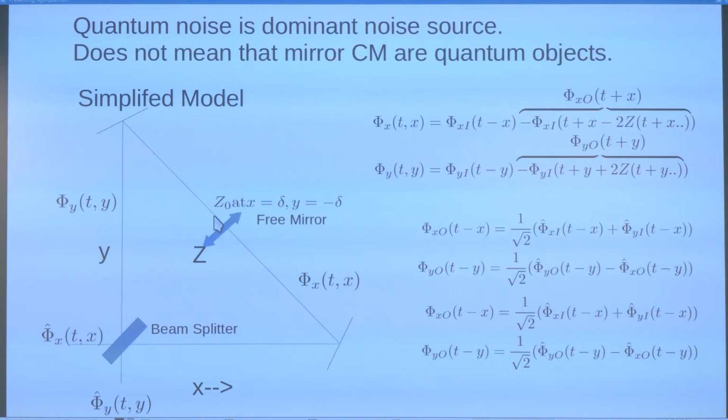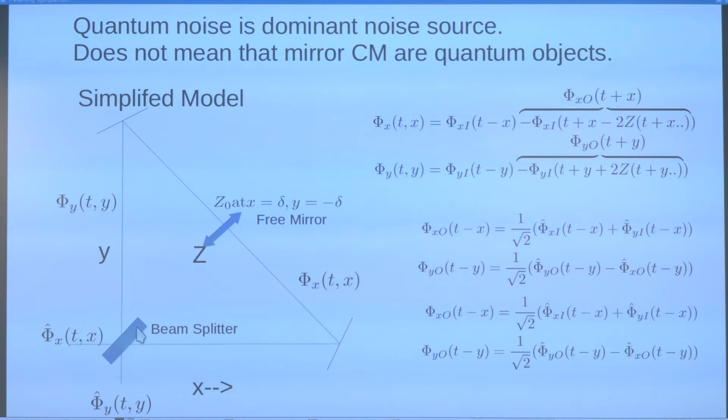So what happens when that mirror moves is it changes the phase of the light hitting it. The light comes in from these two different directions, hits it, and each of them gets their phase shifted. One of them gets a positive shift in the phase, and the other one gets a negative shift in the phase.